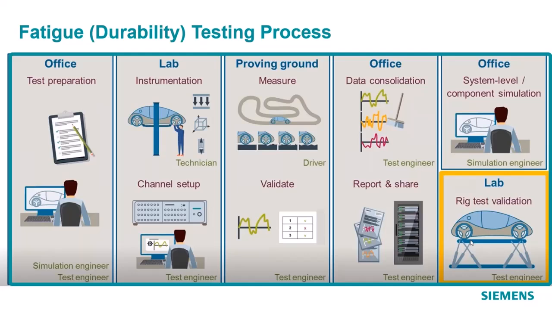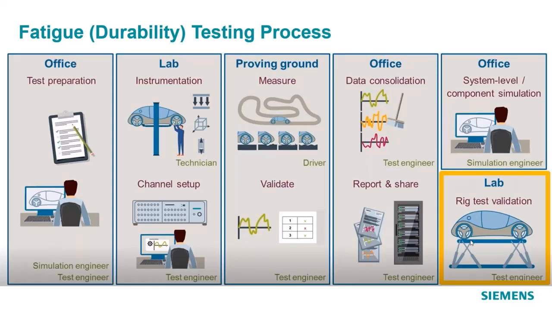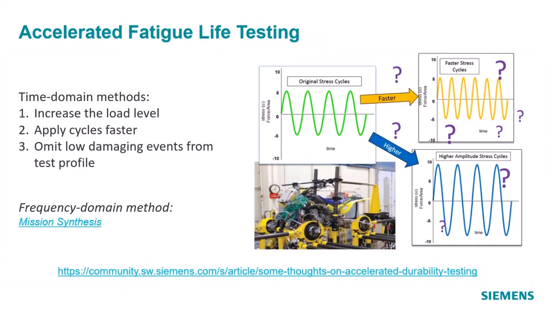Measure the loads on the proving ground, then give that as input to your shaker, and that can be an electrodynamic shaker or a hydraulic shaker, and it can be a multi-axial shaker or a single axis shaker. There are different types of shakers available, and depending on your need, you will want to use a particular type of shaker. So once you have this fatigue testing data, then you want to apply this process of accelerated fatigue life testing so that you can do the testing faster.